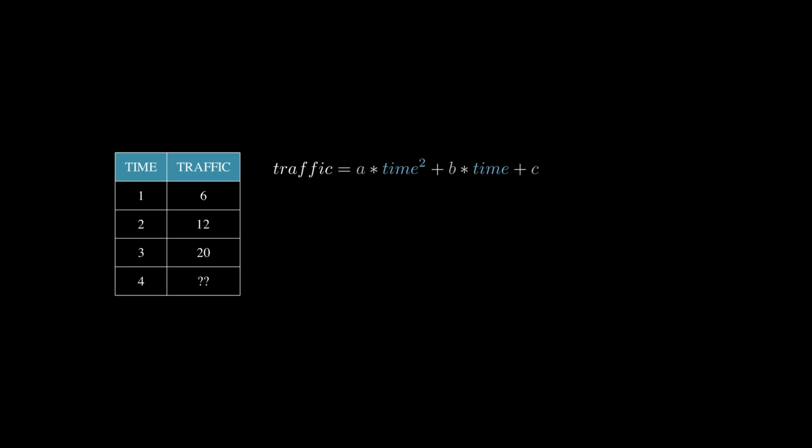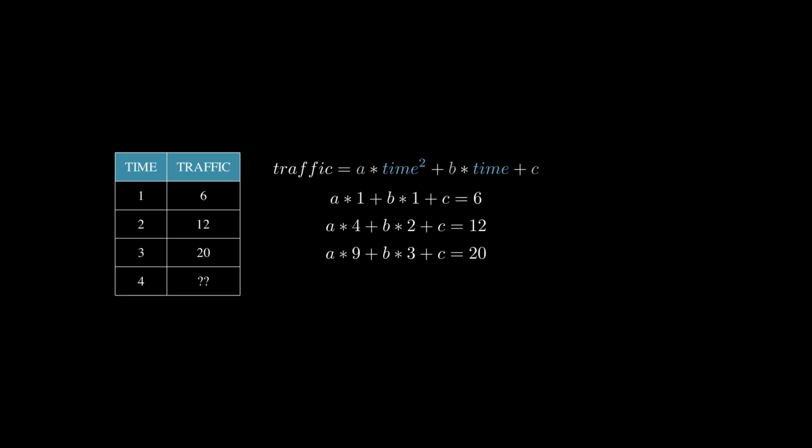All right, ready to check your solution? Let's walk through it together. Now that we have the general equation, we'll use the data from our table to create specific equations. By substituting the values for time and traffic, we can form three equations. For the first row, where time equals 1 and traffic equals 6, we substitute these values into the equation, giving us a times 1 squared plus b times 1 plus c equals 6. We repeat this process for the other rows, for time equals 2 and traffic equals 12, and time equals 3 and traffic equals 20, giving us two more equations.